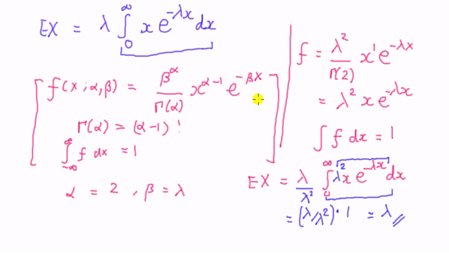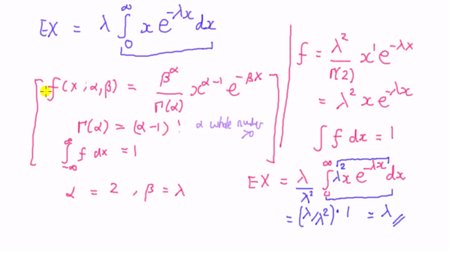This is the PDF. The parameters are alpha and beta. This thing here in the denominator is called the gamma function. If alpha is an integer, this is equal to alpha minus 1 factorial, and that's only if it's an integer. Okay, so if x is a whole number bigger than 0.